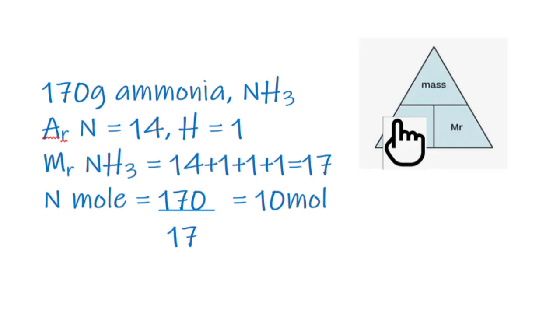So, number of moles in 170 grams of ammonia, NH3. So now we need to work out the relative formula mass of NH3. The AR for nitrogen is 14, hydrogen is 1. So the MR for NH3 is 14 plus 1 plus 1 plus 1. That makes 17. So the number of moles is the mass, 170 grams, divided by the MR, 17. 170 divided by 17, 10 moles.